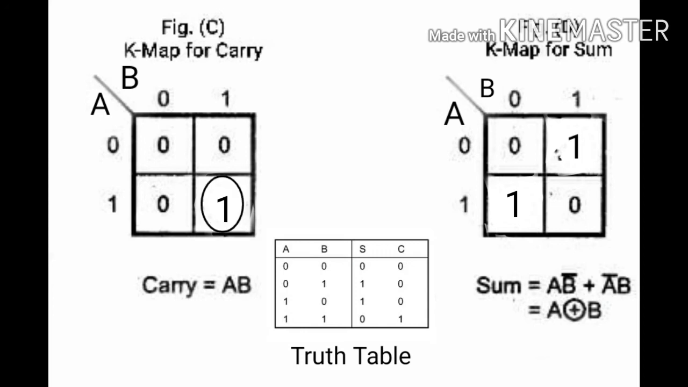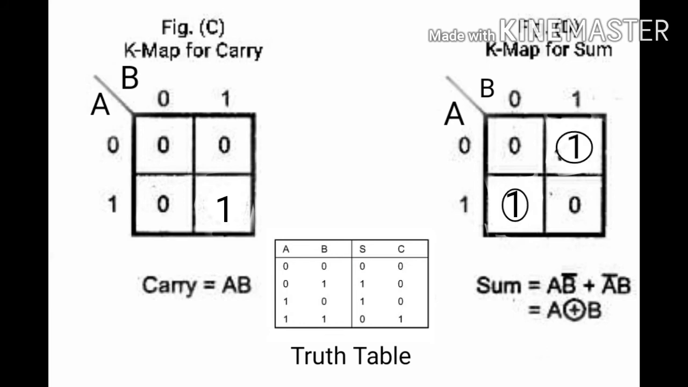In figure D, consider the truth table of half adder and consider the entries of the sum column. We have 1 when A is equal to 0 and B is equal to 1. Again we have 1 when A is equal to 1 and B is equal to 0. So here we cannot form any pair or quad. So we circle each single 1. From this K-map, we get the equation for sum as A B' plus A' B.